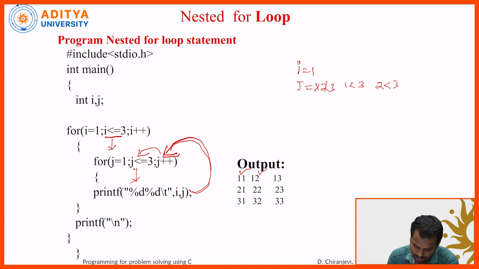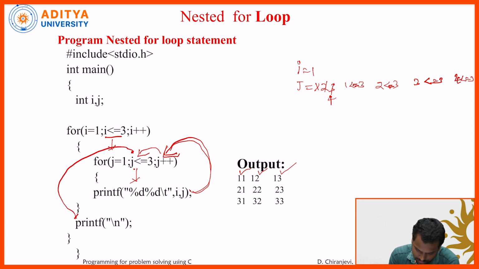After that, again it will be updated, so with j plus plus the j value became 3. Now 3 less than or equal to 3, that is true. Since it is true, it prints the i and j values, so i is 1 and j is 3, so it prints 1 3. After that, again j plus plus means the j value became 4. Now it will check 4 less than or equal to 3. Now it is false. If it is false, control will be transferred to outside the loop. Outside the loop is here.